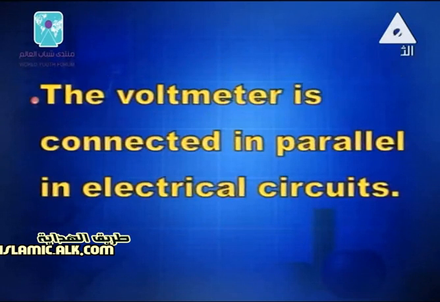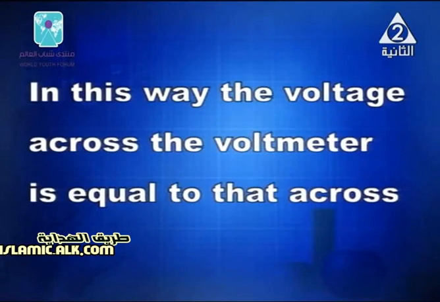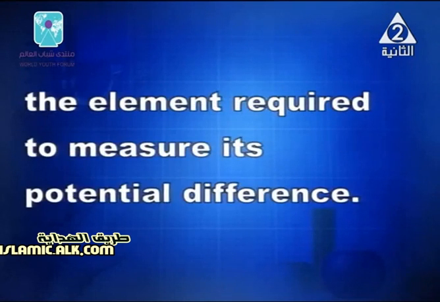Another give reason: the voltmeter is connected in parallel in electrical circuits. It asks why it should be connected in parallel. When it is connected in parallel, the voltage across the voltmeter is equal to the voltage across the element required to be measured. So we can take the voltage of the voltmeter as the voltage across the element whose potential difference we want to know.